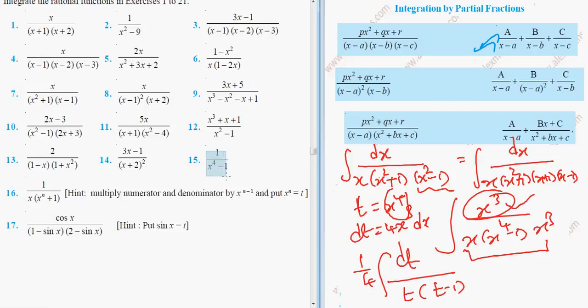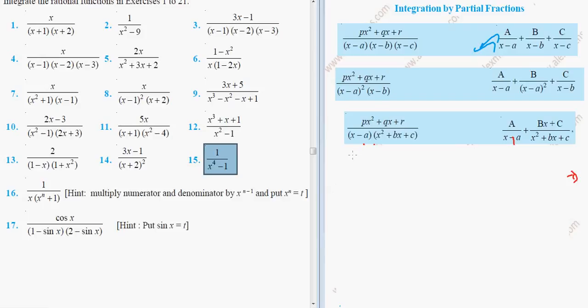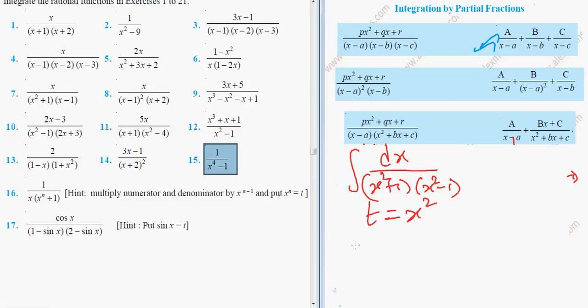See, even here you can split this as x square, like this we can split. Okay, I'll show you this problem. So you can split the problem like this. Integral dx by x square plus 1 into x square minus 1. So I can go for taking t is equal to x square, but I am not using dt because there is no dt here. So integral dx by t plus 1 into t minus 1. This substitution is only for doing the partial fraction.